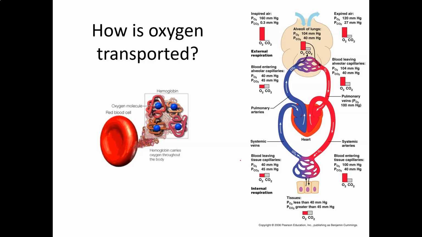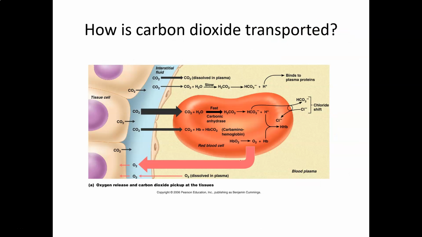How is oxygen transported? It binds to the iron in hemoglobin in red blood cells, and then it just gets transported in the red blood cells. How is carbon dioxide transported? So I need you guys to write down this formula right here. Carbon dioxide is going to go from the alveoli into the plasma, which is mostly water. It's going to react with that plasma to generate carbonic acid, which is this.